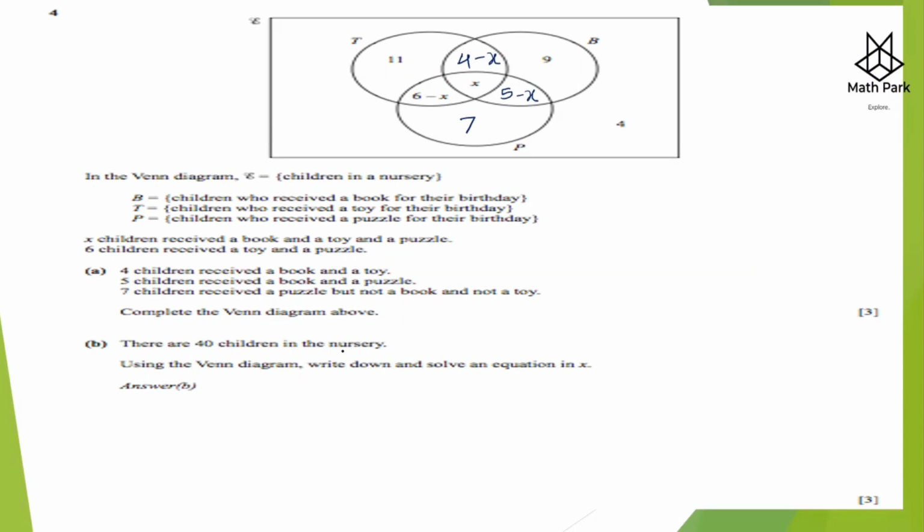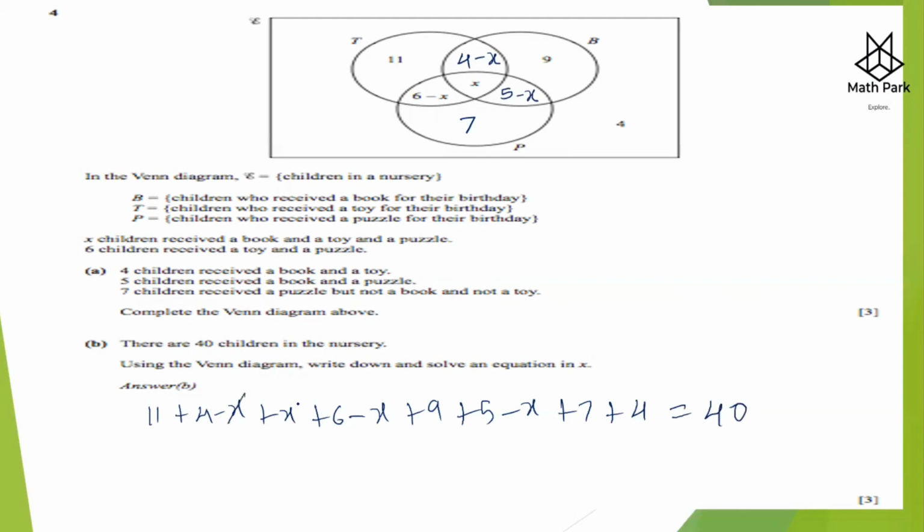Now there are 40 children in the nursery. Using the Venn diagram, write down and solve an equation in X. We add all of this to get 40. So we have 11 plus 4 minus X plus 6 minus X plus 9 plus 5 minus X plus 7, and plus this 4 which are not part of the 3 sets, and the total number of children is 40.